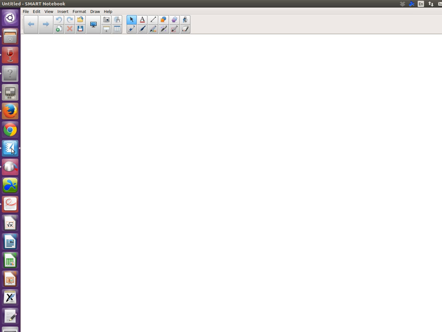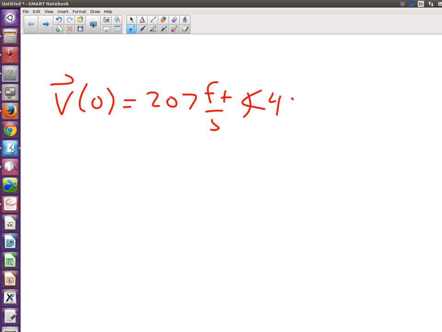At t equals 0, you hit the ball when it's 3 feet off the ground. The vector at t equals 0 is 207 feet per second at an angle of 42 degrees. So this is a velocity vector, but it's given to you in polar form. It has a magnitude, 207, and a direction, 42 degrees off the horizontal. And g is negative 32 feet per second squared.